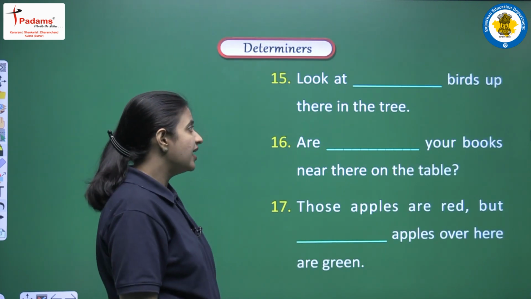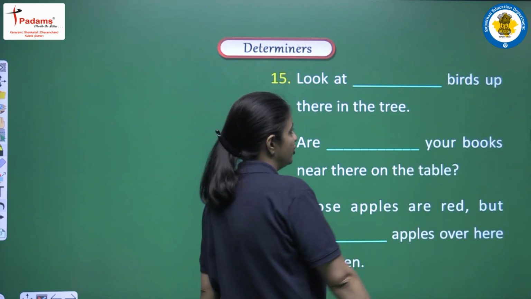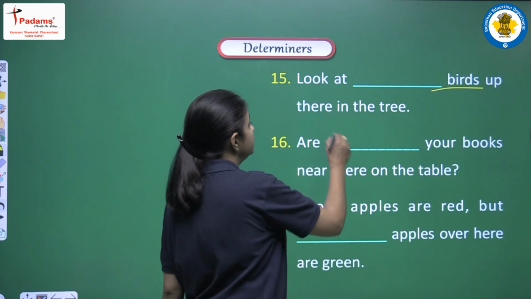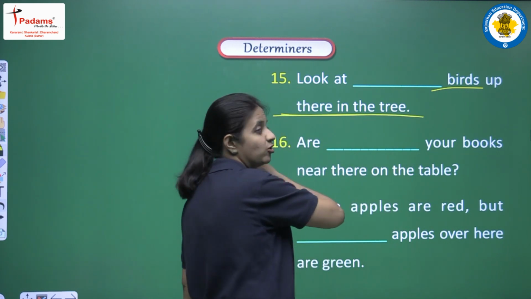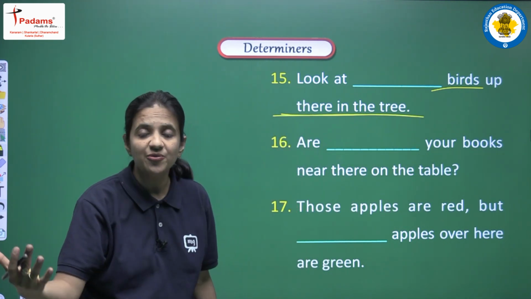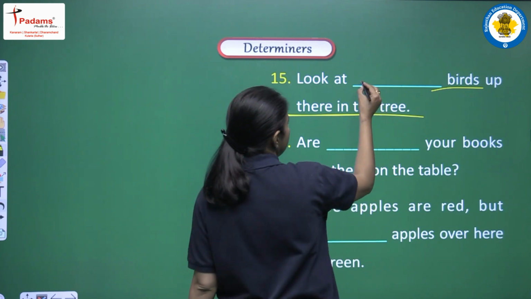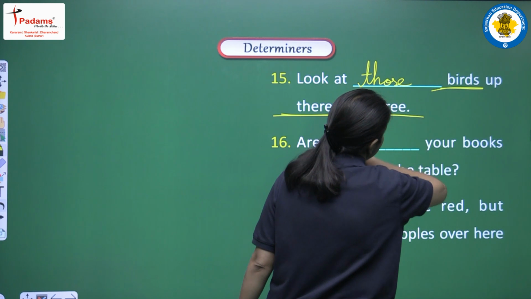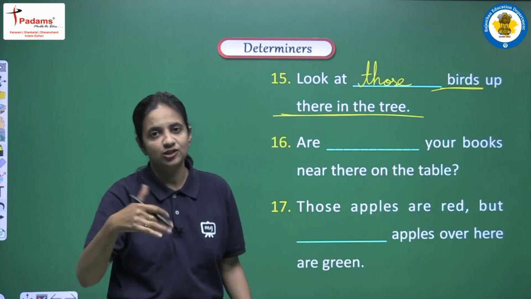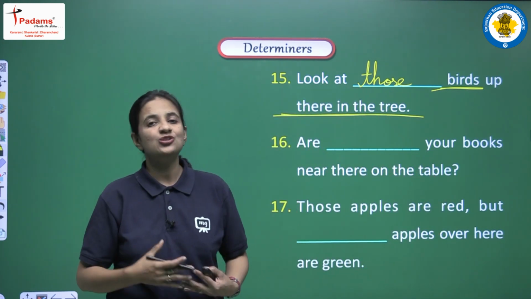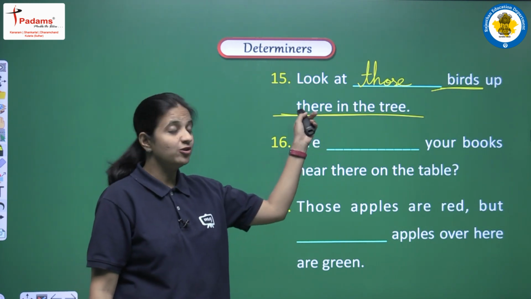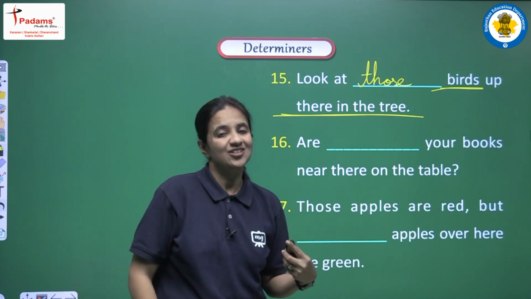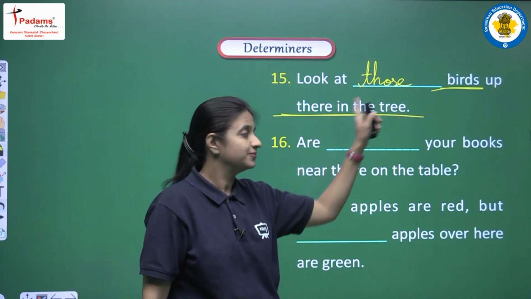Next is, look at birds up there in the tree. So we are having birds, that is plural, and we are saying there in the trees, it means we are talking about the birds that are very far away. So yes, here our answer will be those. Why those? Because first of all plural, so plural के लिए दो ही ऑप्शन है, these या those. These for the near one, those for the far one. So here we are talking about there, you know, in the tree. So वो bird जो कि बहुत दूर tree पे है, so this is the reason we are writing those.